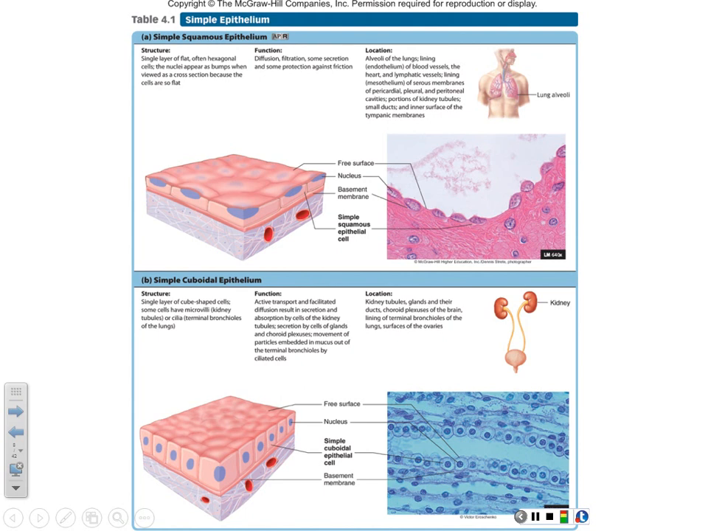So the first one, of course, that we touched on the first time, is the simple squamous. One layer, and flat. One layer again because of what? Why maybe not two flat cell layers there?